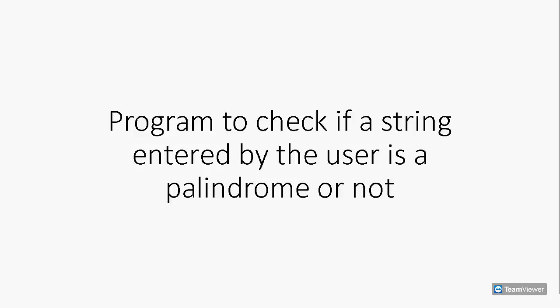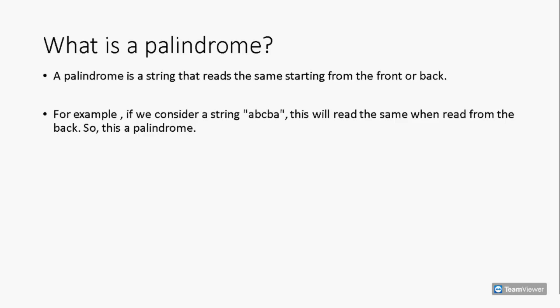Today we will learn how to write a program to check if a string is a palindrome or not. But first, let's see what is a palindrome. A palindrome is a string that reads the same starting from the front or the back. For example, if we consider a string ABCBA, this will read the same when read from the back too. So, this is a palindrome.